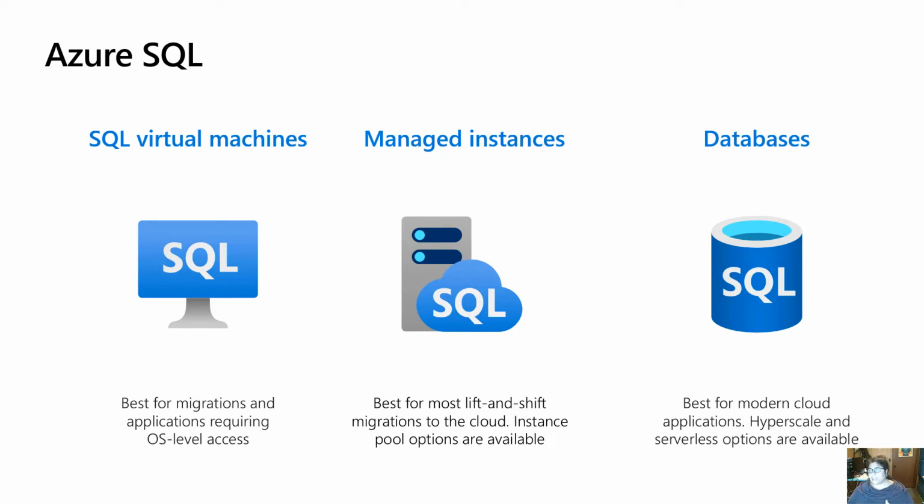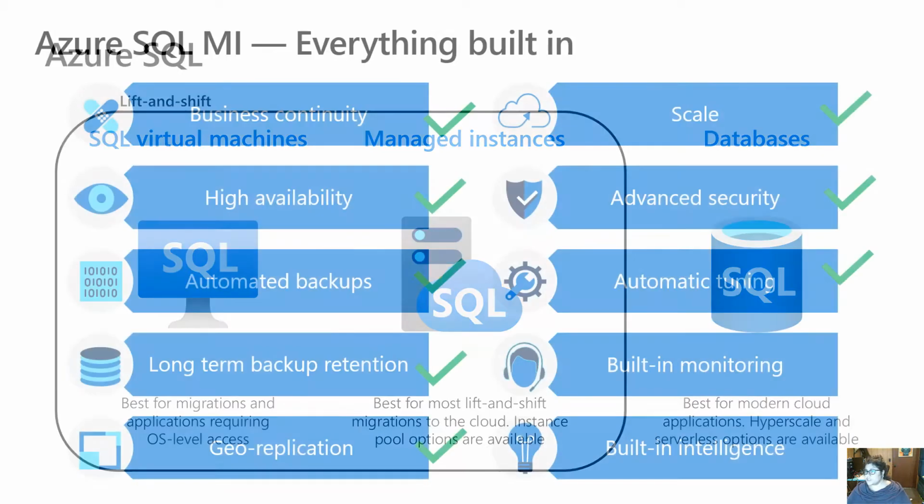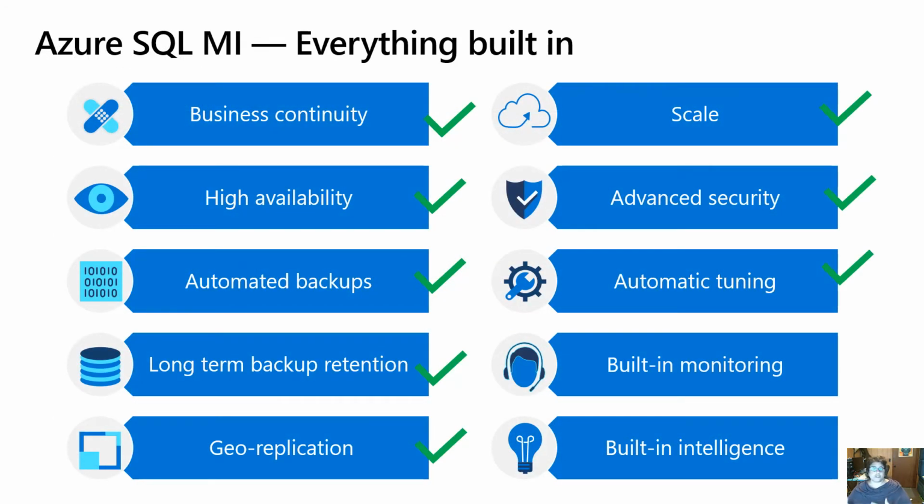So when it comes to doing what we call lift and shift, where you just take your application and plop it up into the cloud without making changes, the two options for lift and shift would be SQL Virtual Machines and Managed Instances. These are going to give you the closest experience to what you're already running when you're running SQL Server on-prem. So the difference here is really how much do you need to manage?